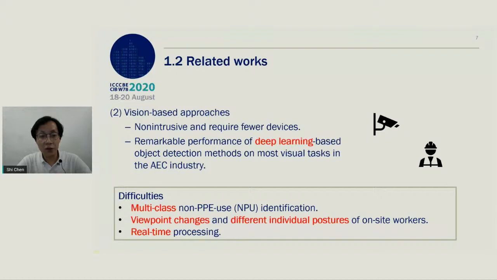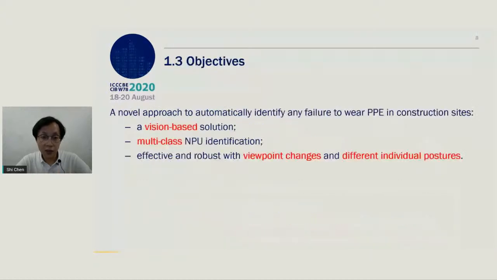But the current difficulties for vision-based PPE identification systems are: first, multi-class non-PPE identification; second, the performance under viewpoint change and different individual postures of on-site workers, which are very common in construction sites; and lastly, real-time processing for real application. So in response to these limitations, we are focusing on developing a novel approach to automatically identify any failure to wear PPE in construction sites. Of course, it will be a vision-based solution that addresses multi-class non-PPE identification and is effective and robust with viewpoint change and different individual postures.